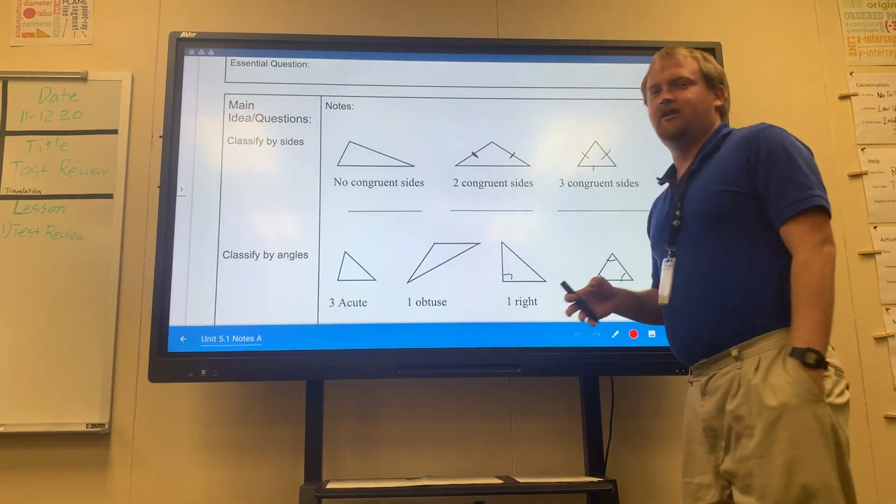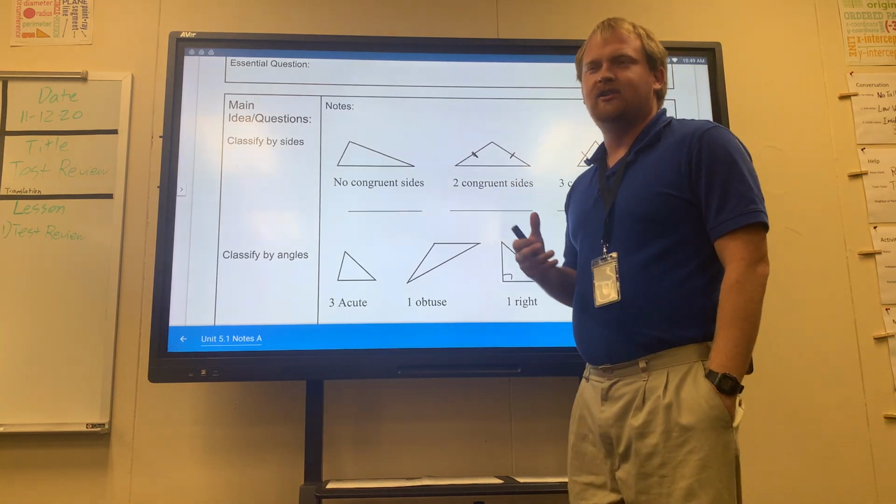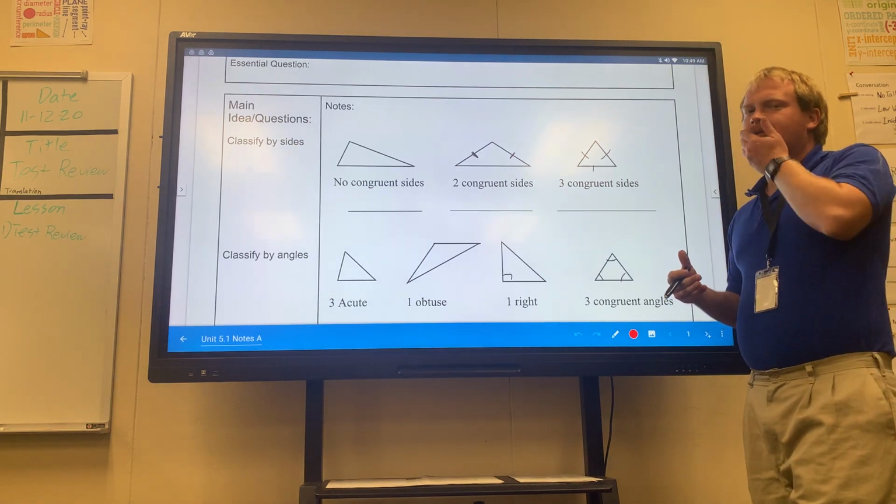Hello, Coach Holmes here, and today we're going to be talking about classifying triangles. Now, there are different types of triangles that we have here.